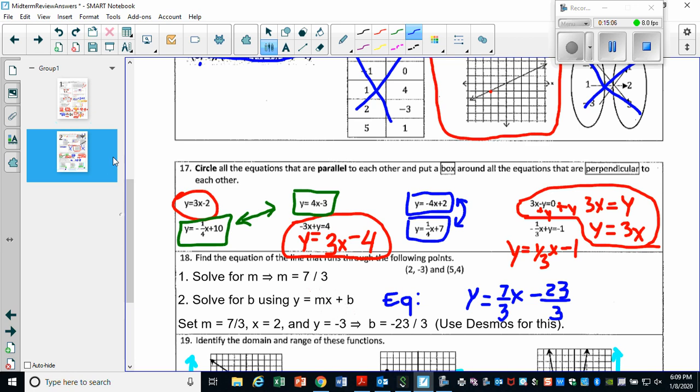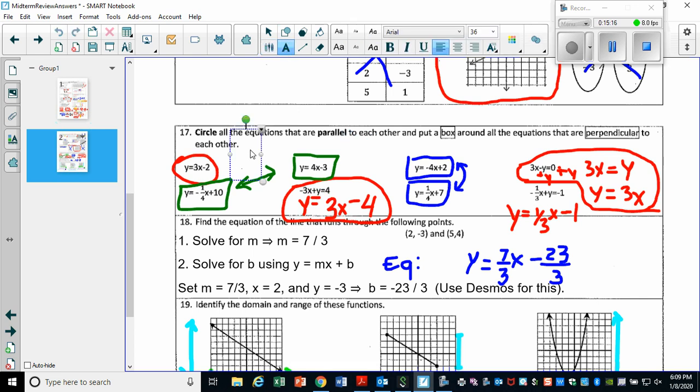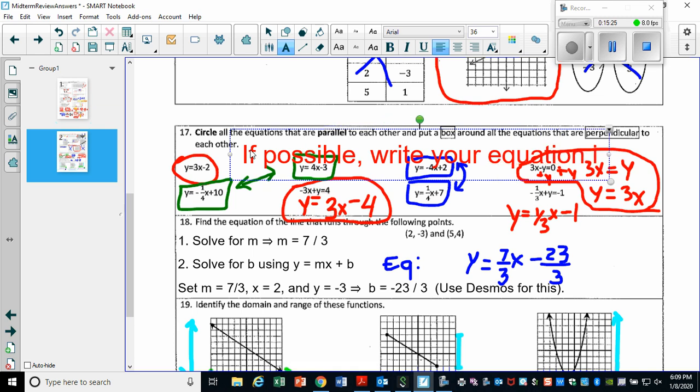17. These problems, in the end, your goal is to write everything in terms of y equals mx plus b. So, if possible, write your equation in terms of y equals mx plus b.